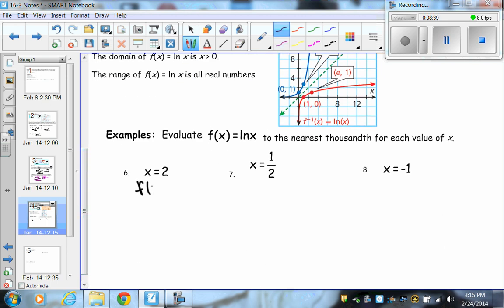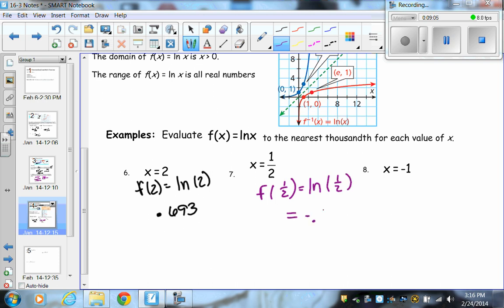So f of 2 would equal ln of 2. Now we don't have to hit the second button. You can just hit the ln button, and when you do that in your calculator, you should get about 0.693. If we find f of 1/2, then we're going to have the natural log of 1/2, and in our calculator we should get about negative 0.693.